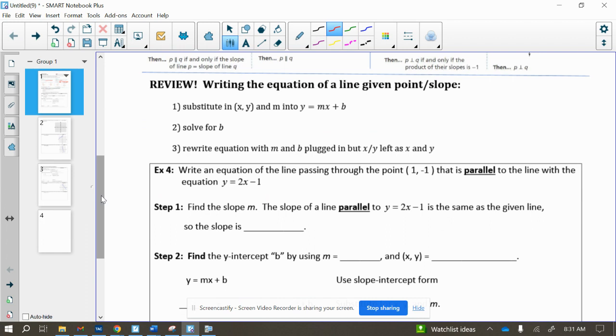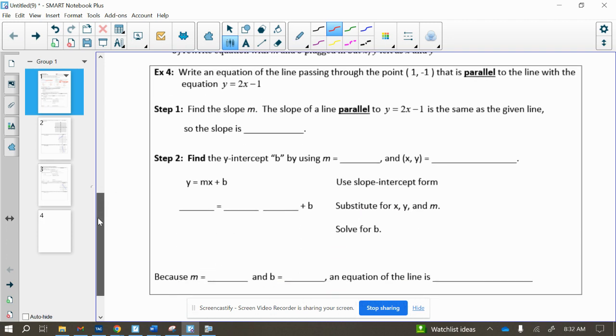Now, when we are writing the equations of lines given a point, we are oftentimes given a slope, but we don't know what the y-intercept is. So if we use that point and plug it back in, we're able to solve for what our y-intercept would be and then plug it back into the equation.